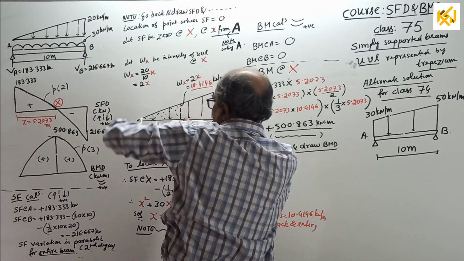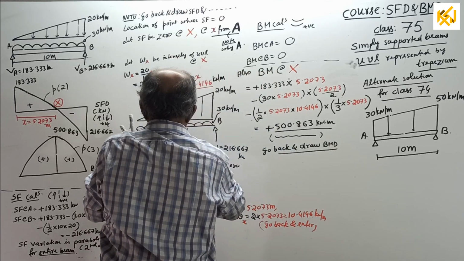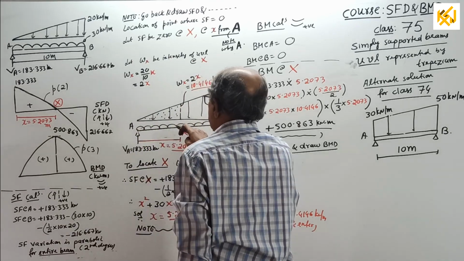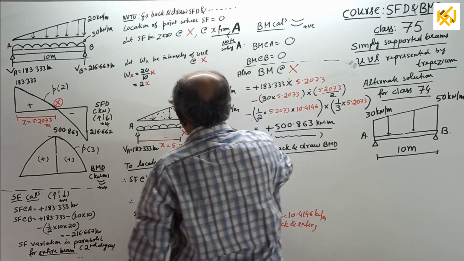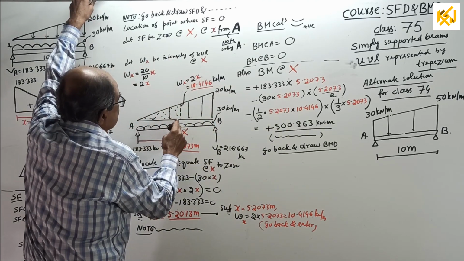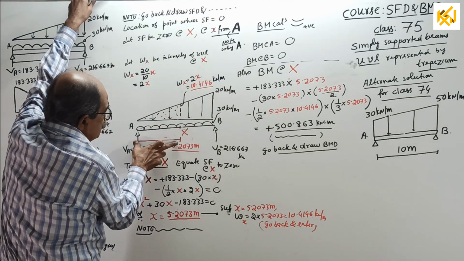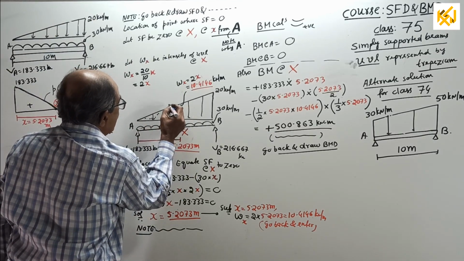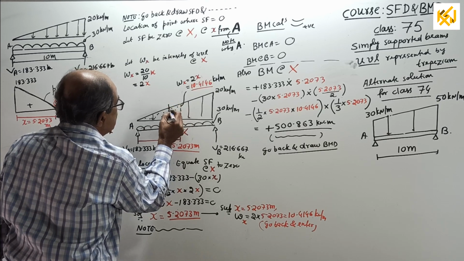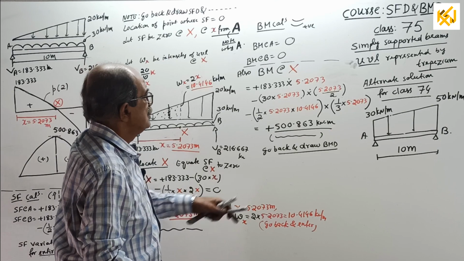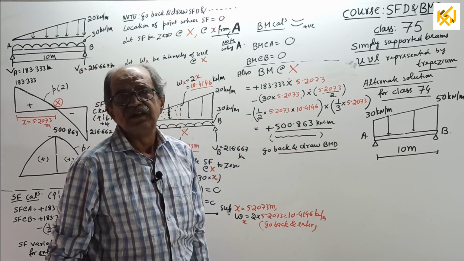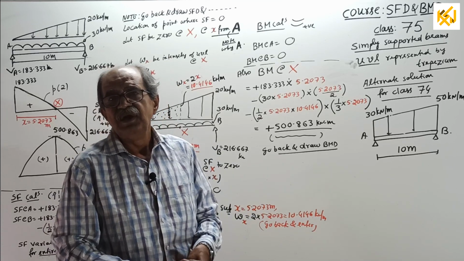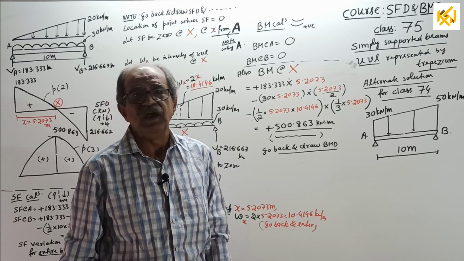BM at X plus 183.33 into 5.2073 minus 30 into 5.2073 into 5.2073 by 2 minus moment about this point. Half into x into this height, or half into 5.2073 into 10.4146, only this much load. CG will be here. The resultant will pass here, into this distance is 1/3 of 5.2073. You get 500.863. That is the same answer we got last time. I got last time. You can consider if you solved and got the answer.